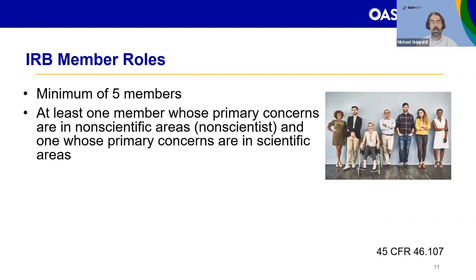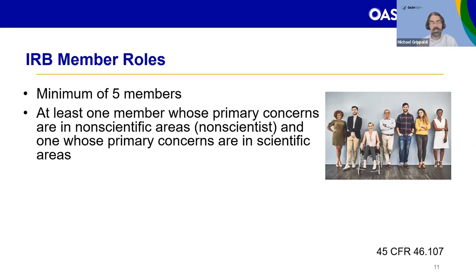So an IRB must have at least one member whose primary concerns are in the non-scientific areas. This person is informally called the non-scientist. Similarly, the IRB must have at least one member whose primary area of expertise is in the sciences. And you guessed it, this person is referred to as the scientist. Usually obtaining the scientist is not an issue for IRBs. Normally, the majority of the board is scientists, and you'd have 1 or 2 non-scientists.